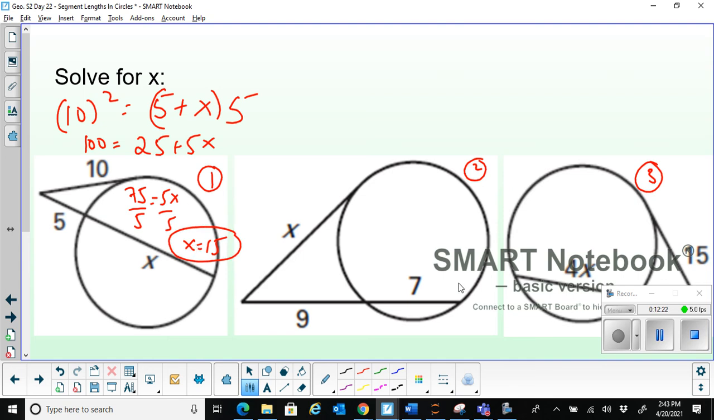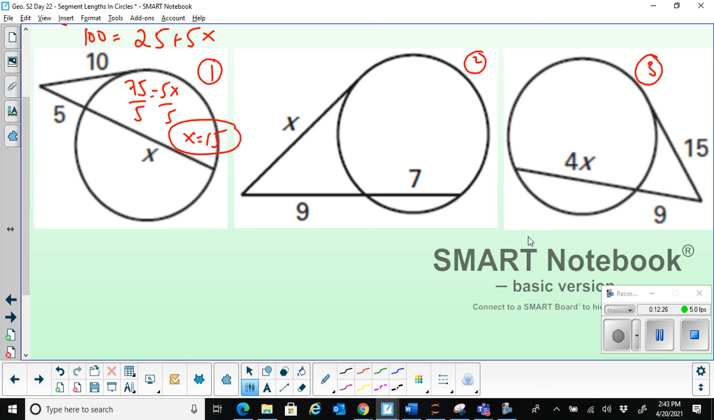I want you all to try problems 2 and 3. I'll give you 2 minutes from now, and then we will go over the solution. Okay, let's go over the solutions for problem 2. Here the tangent square is x square, and the external segment of the secant segment is 9, and the secant segment is 9 plus 7.